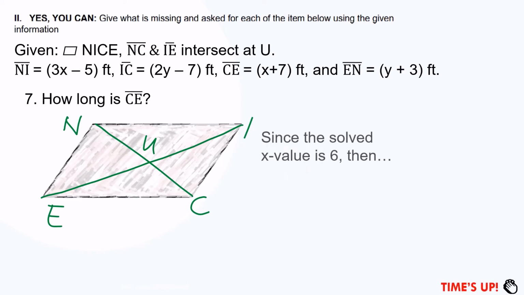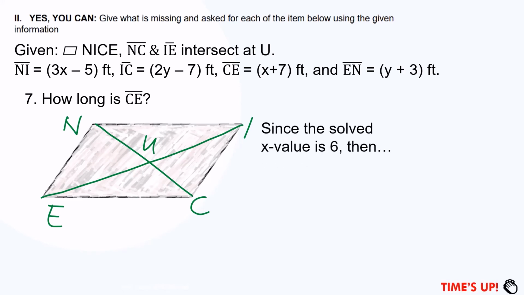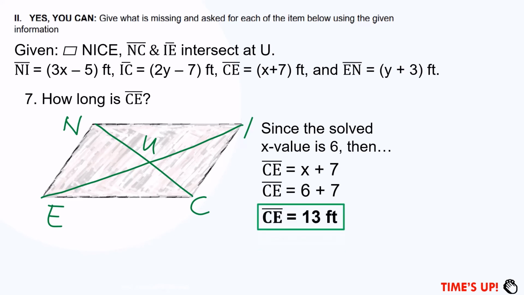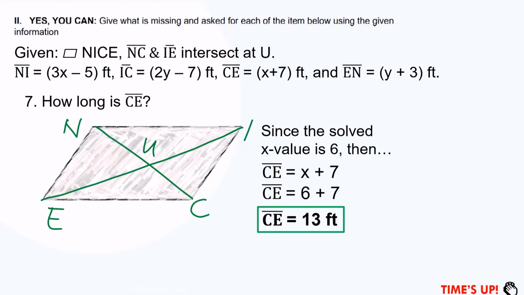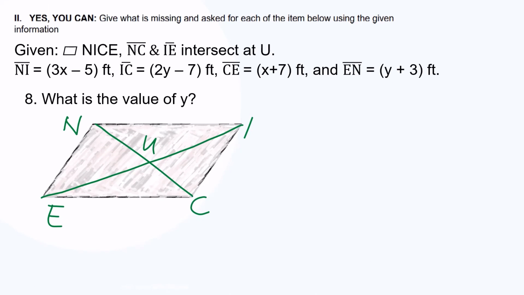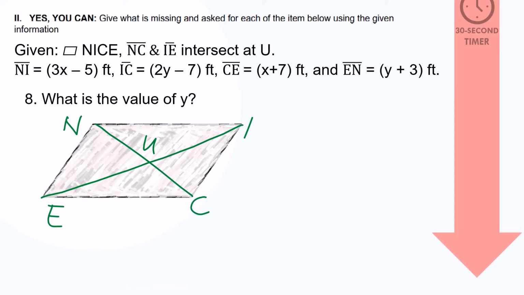Okay, so since the solved x value is 6, then we have x plus 7 for side CE. Substitute the value of x, which is 6. So 6 plus 7. So side CE is 13 feet. Question number 8. What is the value of y? Your timer starts now.